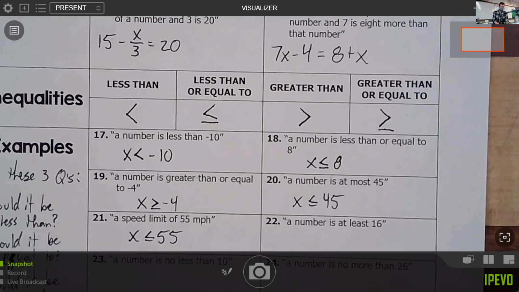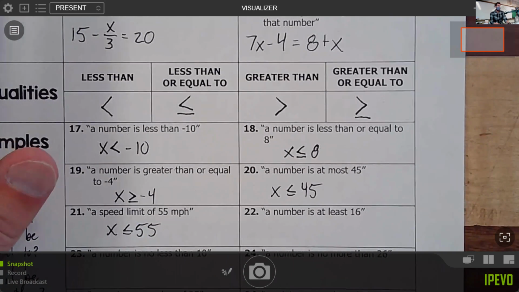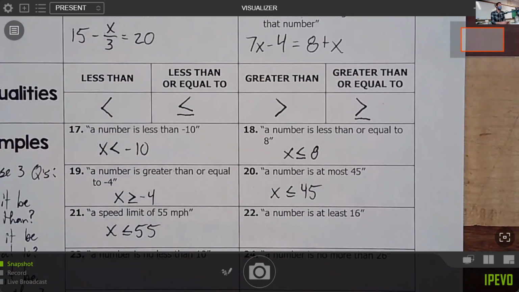Let's try another one. A number is at least 16. So if it's at least 16, could that number be less than 16? At least means the least value is 16. Could it be less than 16? If the smallest value is allowed to be 16, could it be under 16?